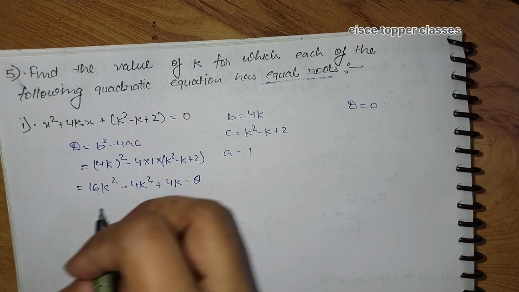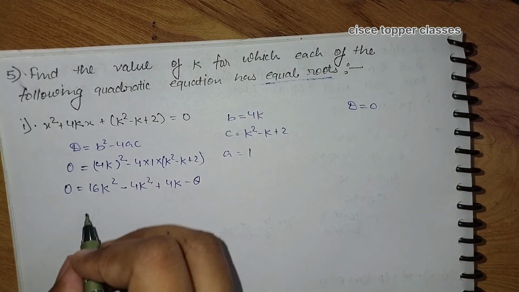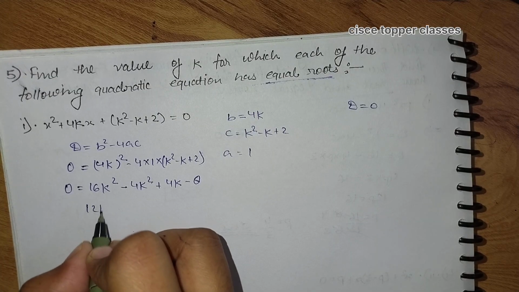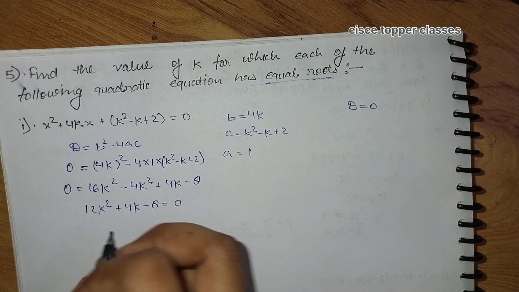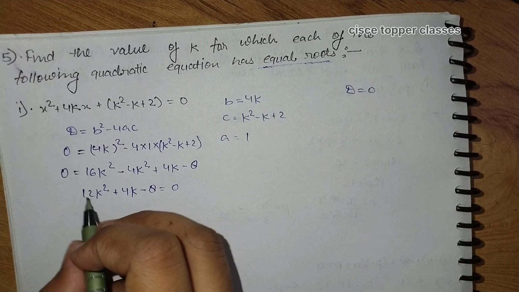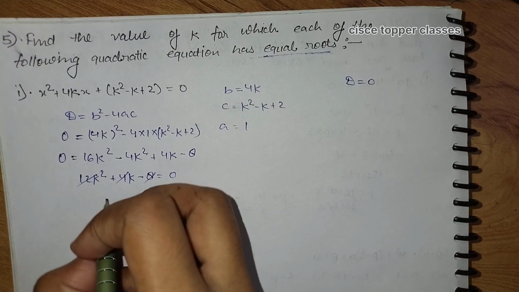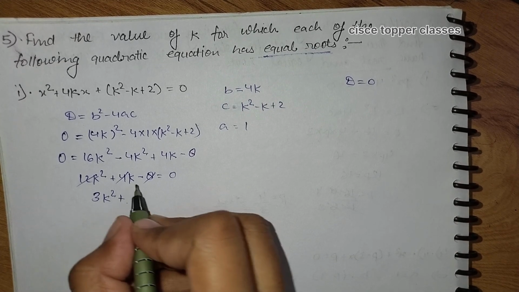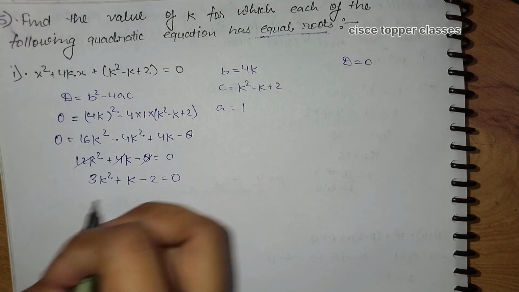Because the value of D is 0, we will put the value here as 0. Then this will become 12k square plus 4k minus 8 equal to 0. On solving, we will first cancel out this part. It will become 3k square plus k minus 2 equal to 0.